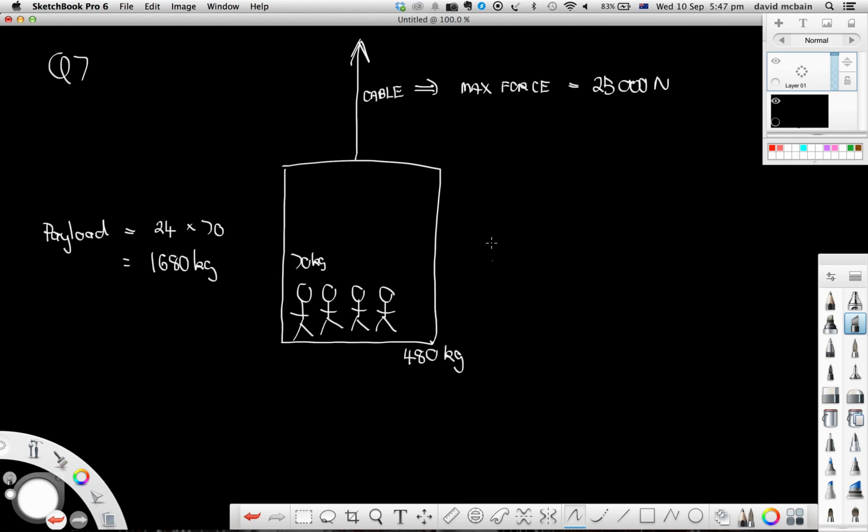So the payload is that amount, and the lift itself weighs this much. So the total mass of the lift plus the payload, which is really what the cable has got to try to accelerate, is going to be both of those added together. So total mass equals 1680 plus 480.